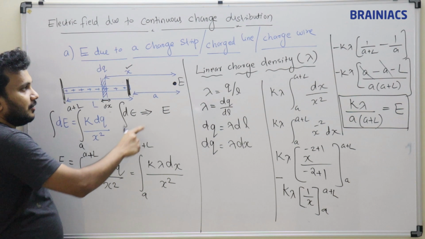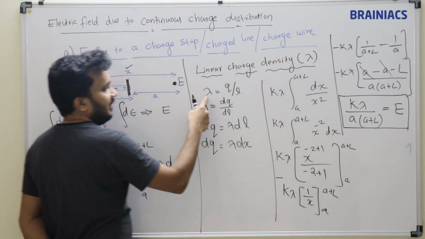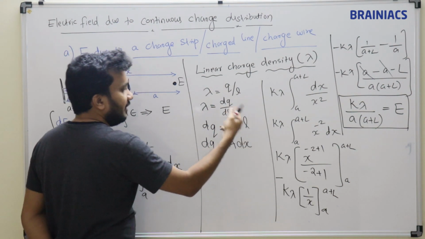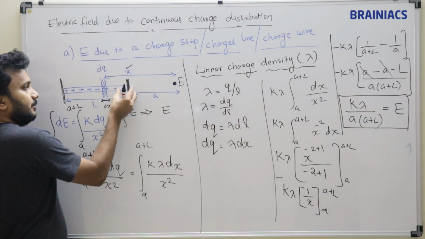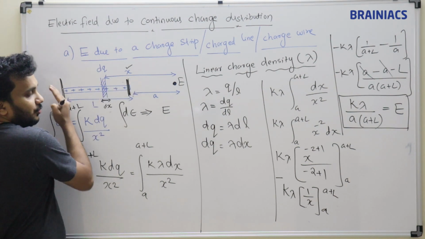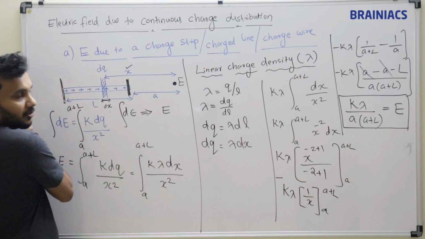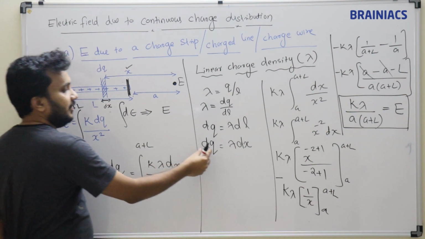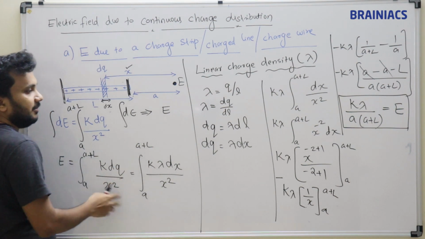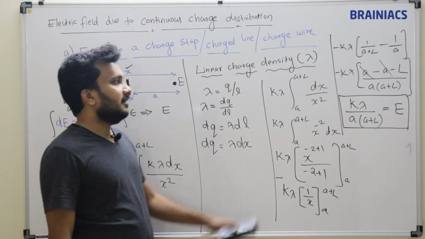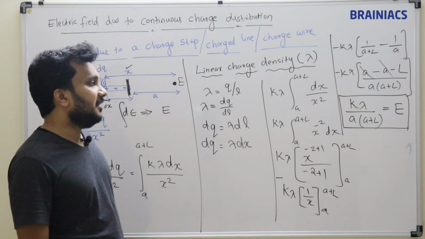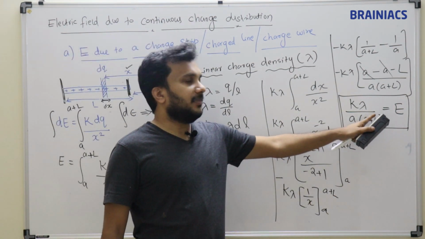Then we learned one concept called linear charge density, lambda equals q by l, that is dq by dl, and dl we replace with dx because x is the varying quantity here. We are moving from this border to this border, meaning x keeps changing. So dq equals lambda dx, we substitute it and solve by integration, and finally we got k lambda divided by a into a plus l.